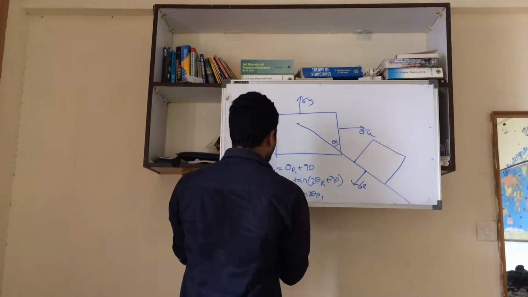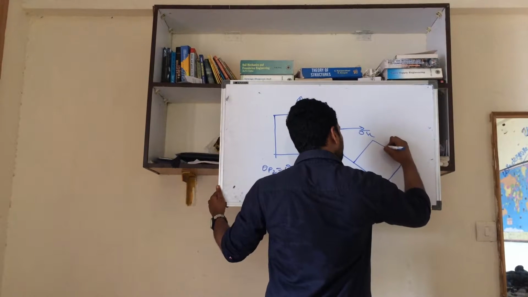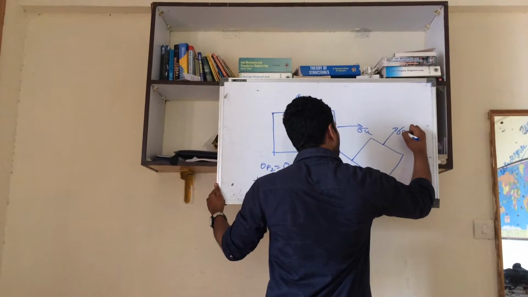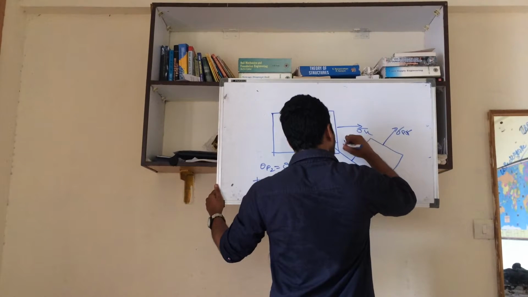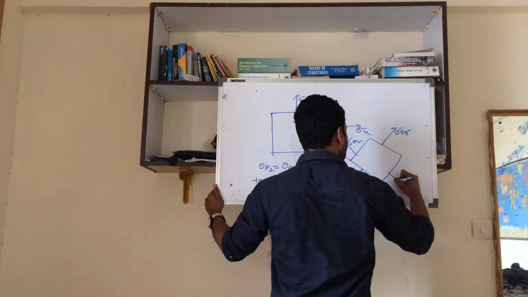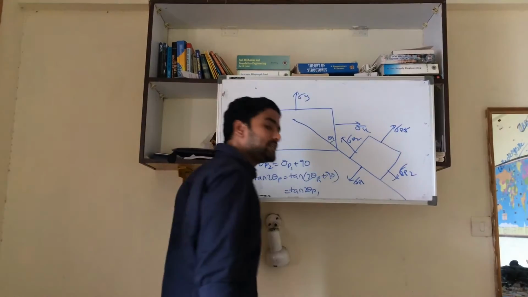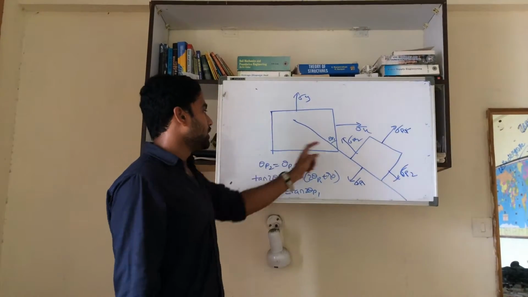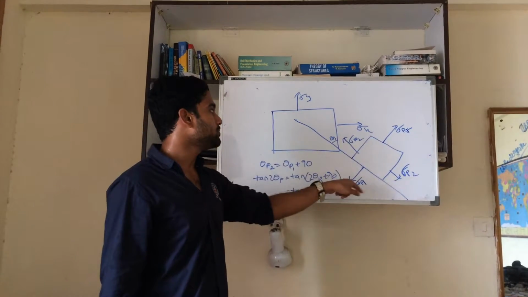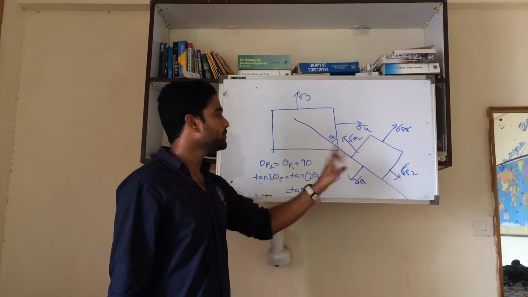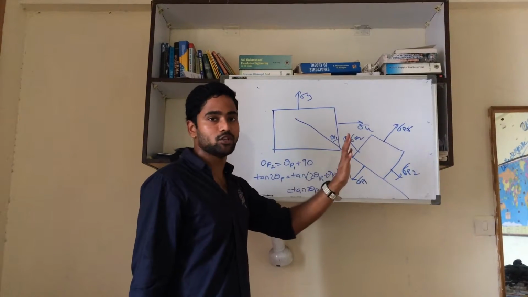Tan 2 theta p1. So two such planes exist which are perpendicular to each other. This is sigma p1, this is sigma p1, this would be sigma p2, this would be sigma p2, on which shear stress is equal to 0. Maximum of these two stresses will be the absolute maximum, and minimum of these two stresses will be the absolute minimum.